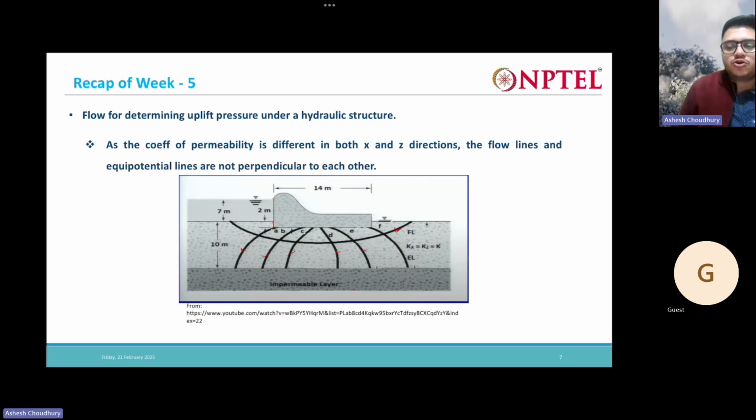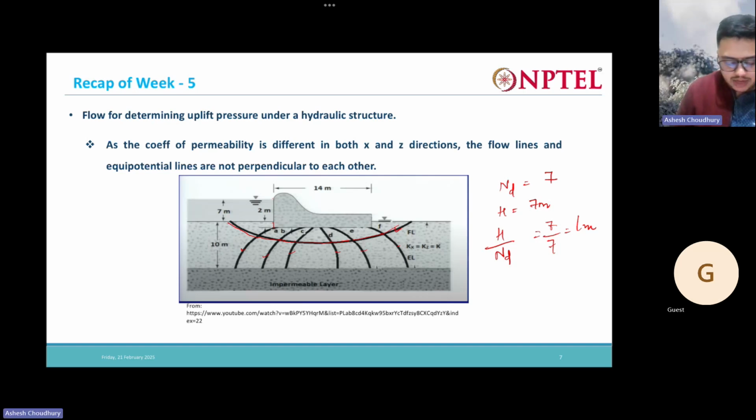What are the total number of drops? See, from here to here, one drop, two drops, three drops, four drops, five drops, six drops, seven drops. So the total number of drops is seven. The total head is 7 meters, right? So we have H by Nd for each drop, the head loss is 7 by 7, that is 1 meter. So in each potential drop, 1 meter of head is lost.